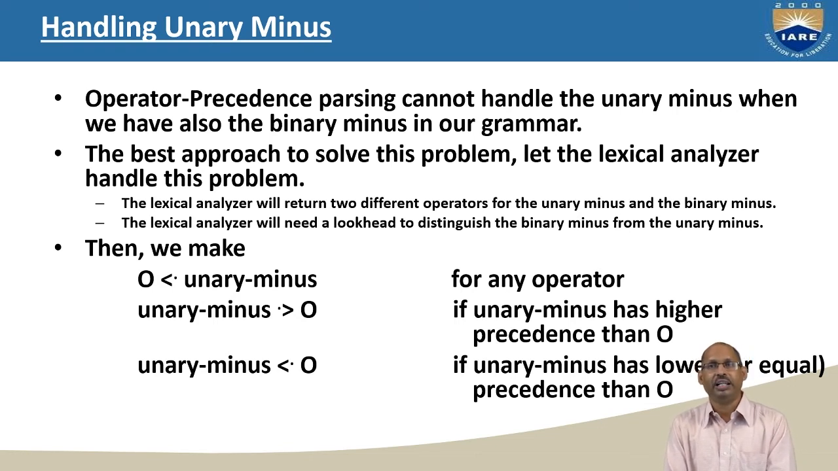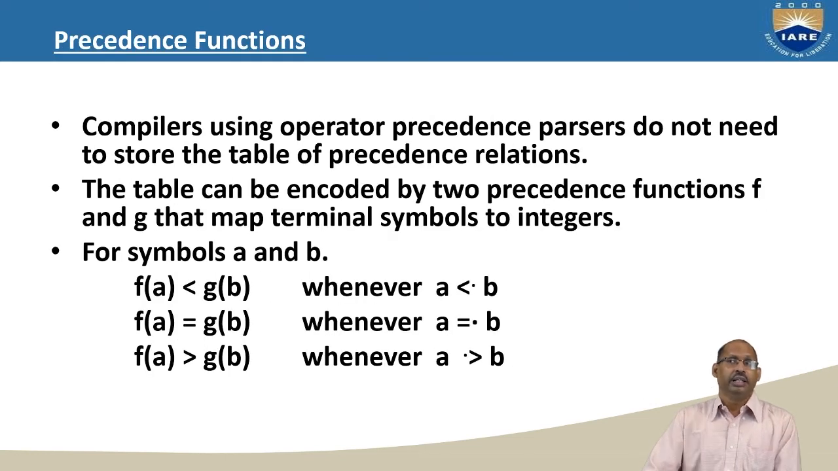Right? Operator is less than unary minus for any operator. Unary minus has higher precedence than operators, while operators have higher precedence than unary minus in the other direction. Here, another approach we use is the operator-precedence function.